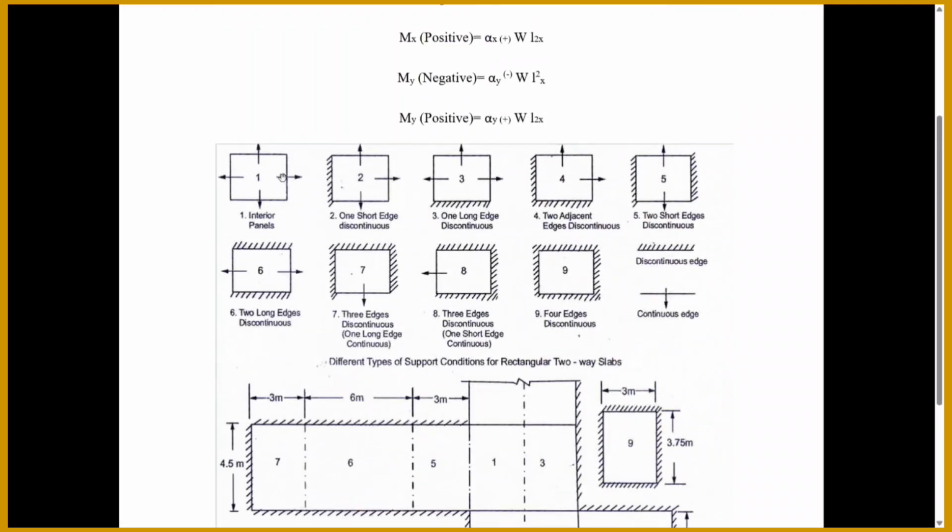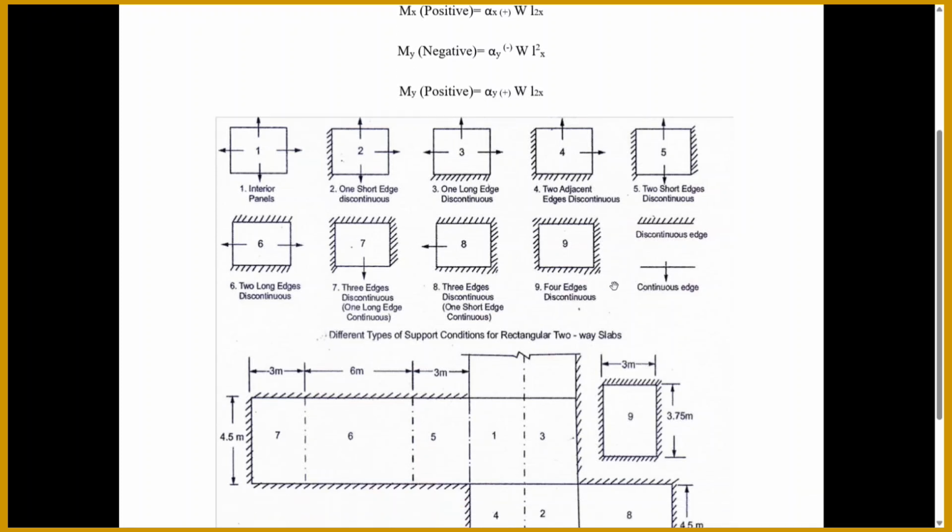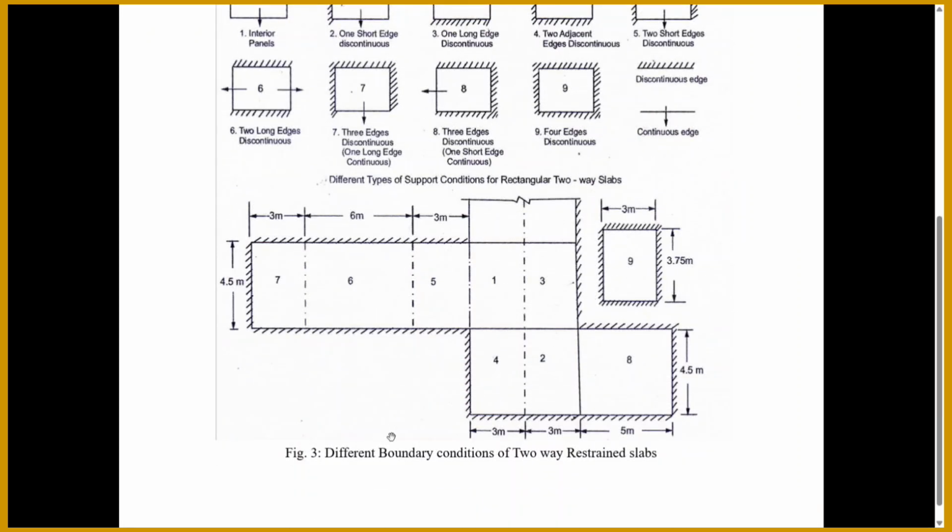These are the cases: if your panel is interior, also one short edge is discontinuous, also one long edge is discontinuous, two adjacent edges are discontinuous, two short edges are discontinuous. Also, the discontinuous edges, this is the continuous edge, and this is the discontinuous edge in this figure. This is the four edges. All conditions are given for the slab, the different boundary conditions of the restrained slab.